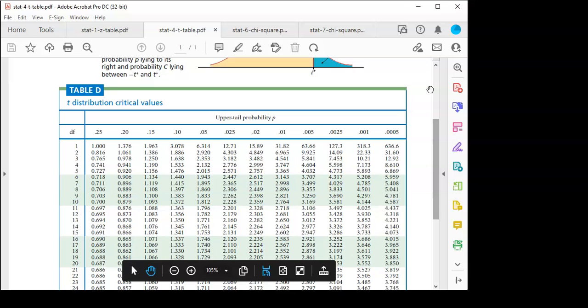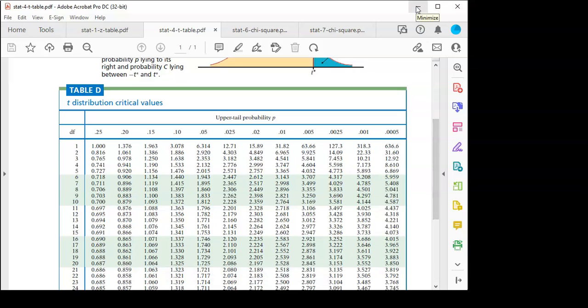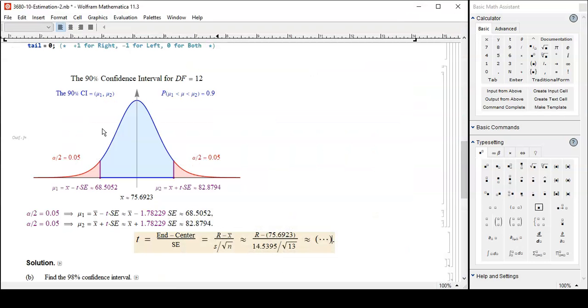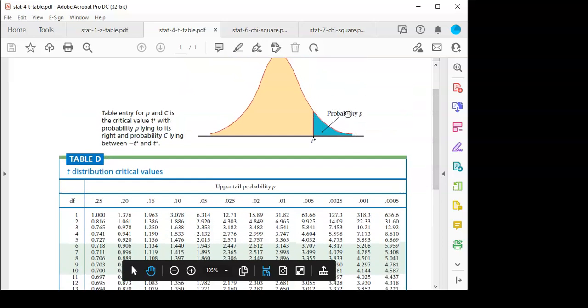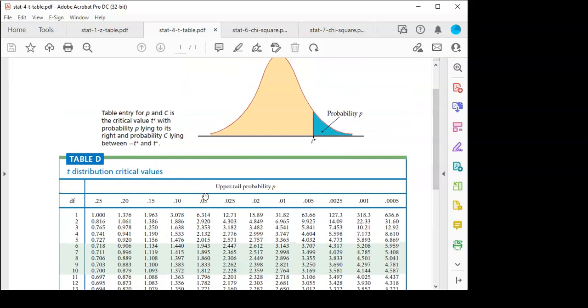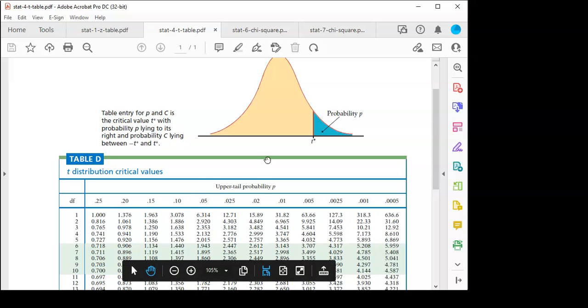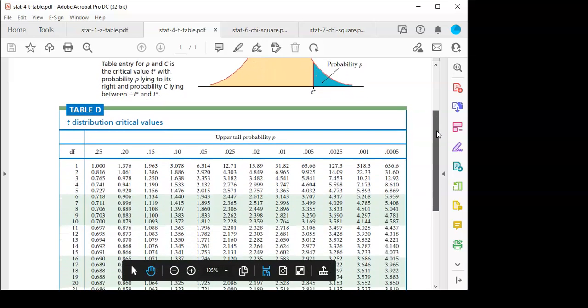And then we want, I forgot, a 90% confidence interval, so 5% here. So let's look at 5%. So this part is 5%, and that's coming from this column here. So here we go. 5% and degree of freedom of 12. So what do we have?